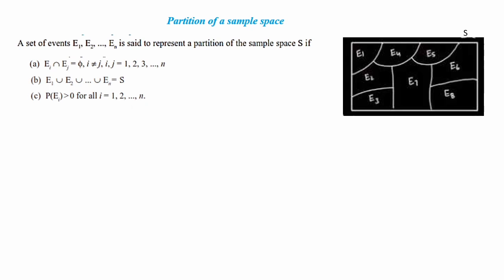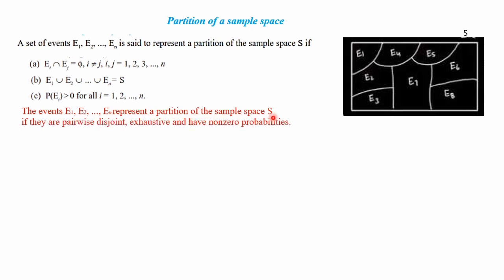n. Means if you generalize, the events E1, E2, etc., En represent a partition of sample space S if they are pairwise disjoint. Pairwise disjoint means there should not be any common element; intersection should be a null set. Exhaustive, in the sense when you take the union of these partitions, you should get the sample space. And have non-zero probabilities, means P of Ei, individual probabilities, should be greater than 0. This is the partition of sample space.